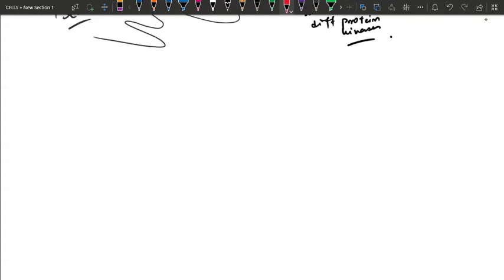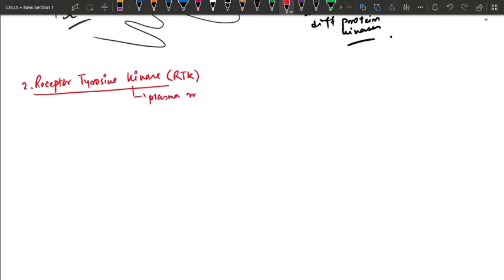So now it is the receptor tyrosine kinase. It's also known as RTK. This receptor is a kind of membrane receptor. It is a plasma membrane receptor.